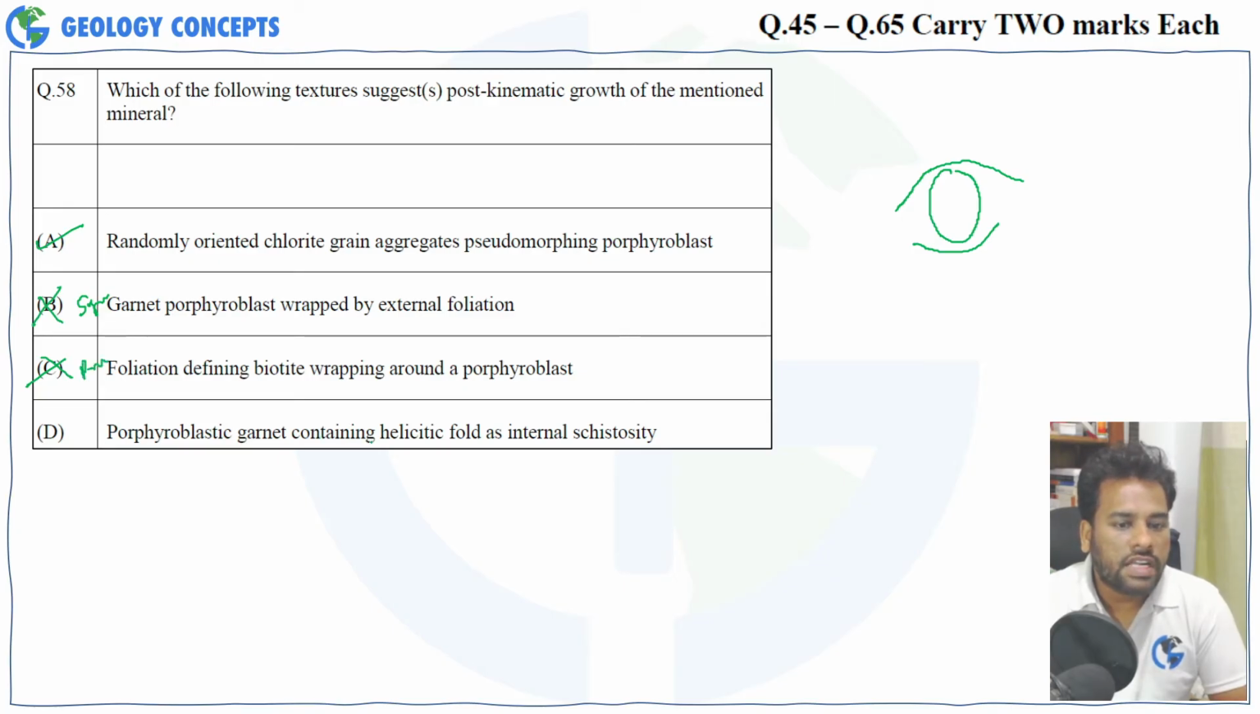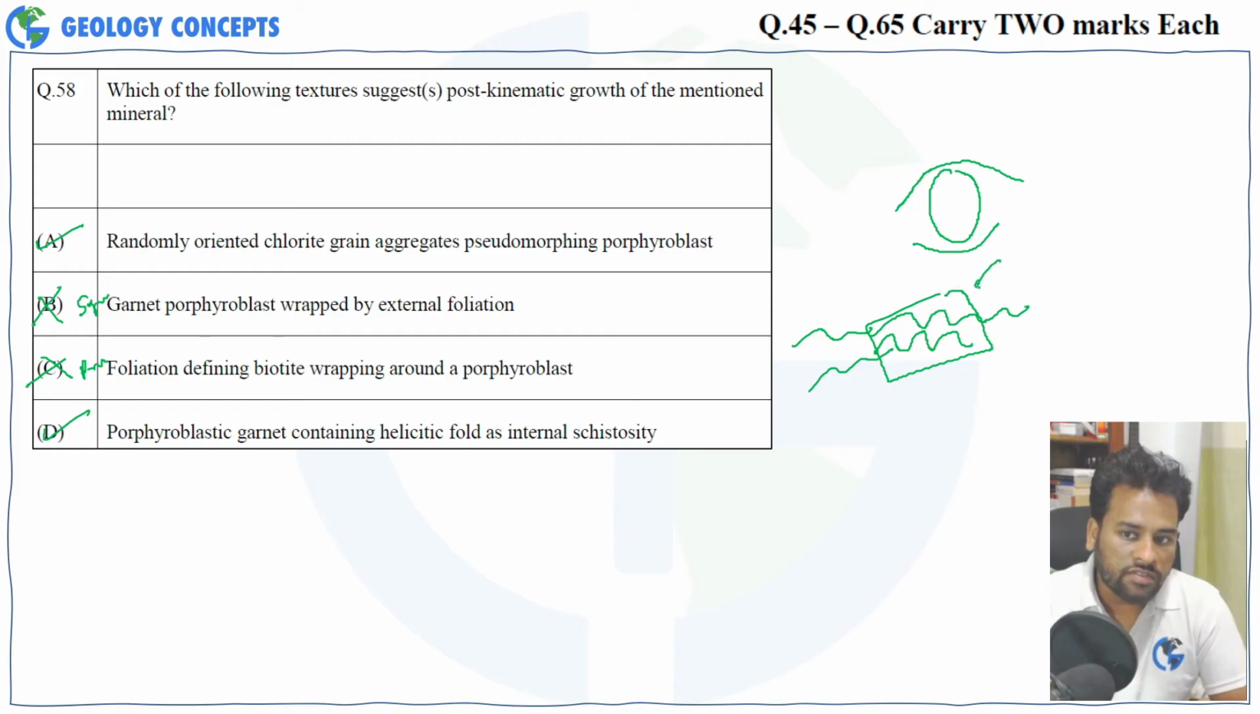Porphyroblastic garnet containing helicitic fold as internal schistosity. This is correct. When your mineral has a similar type of schistosity inside it as it has outside, this means that the grain has formed after this foliation has happened. Therefore it is post-kinematic. A and D will be correct.